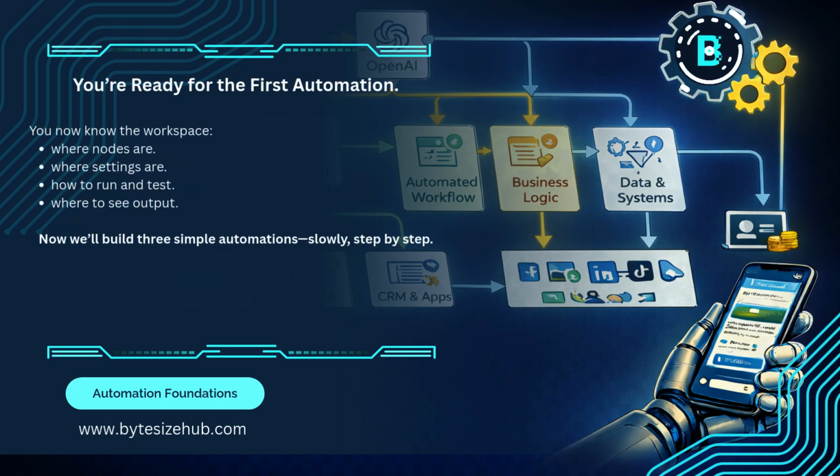You're ready for the first automation. You now know the workspace, where nodes are, where settings are, how to run and test, where to see output. Now we'll build 3 simple automations, slowly, step by step.